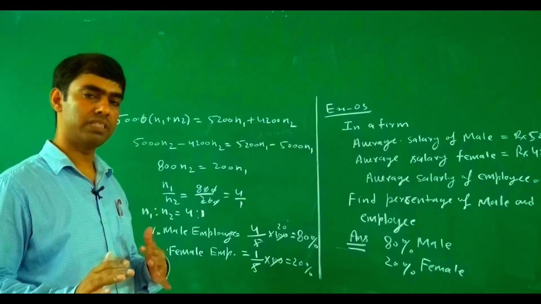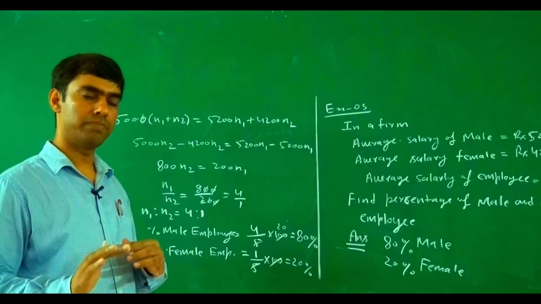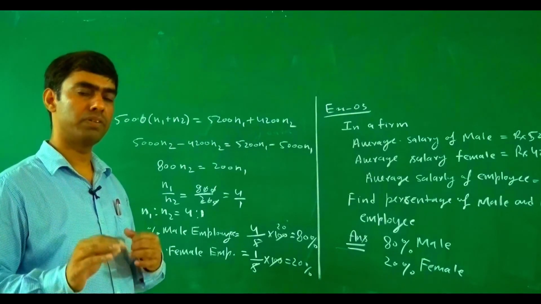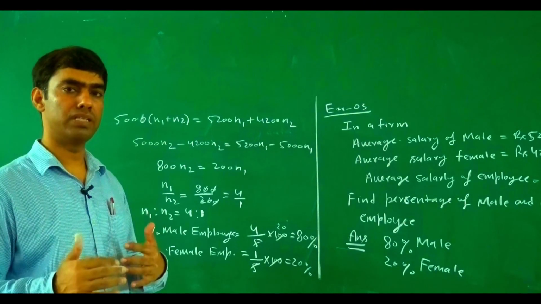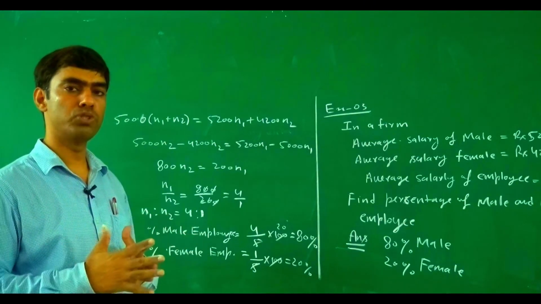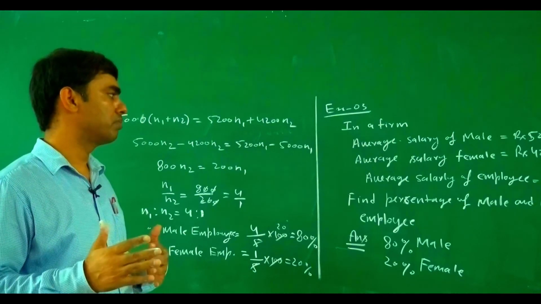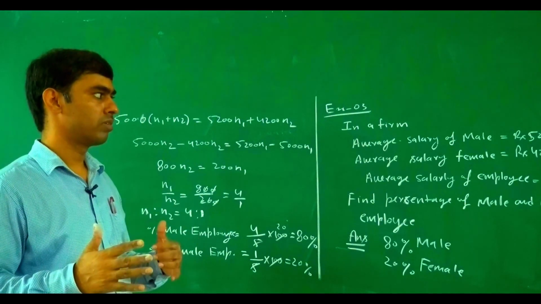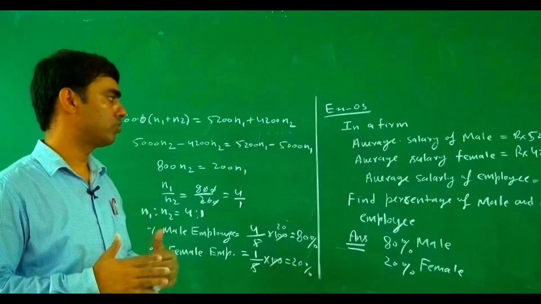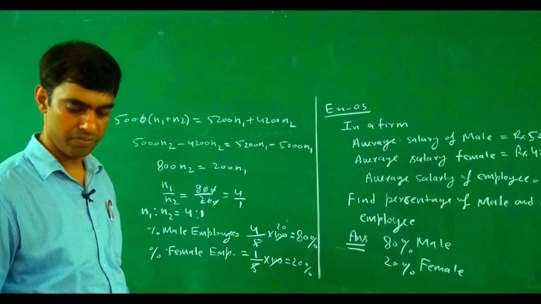In the first example we found the mean of grouped data. In the second example we found the mean of ungrouped data. In the third example we found the mean of a composite series, that is, we use the formula to find a composite mean and the percentage of the male and female population.